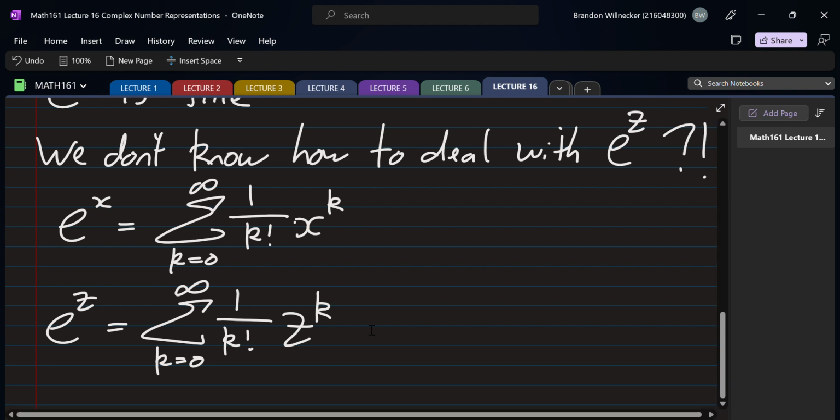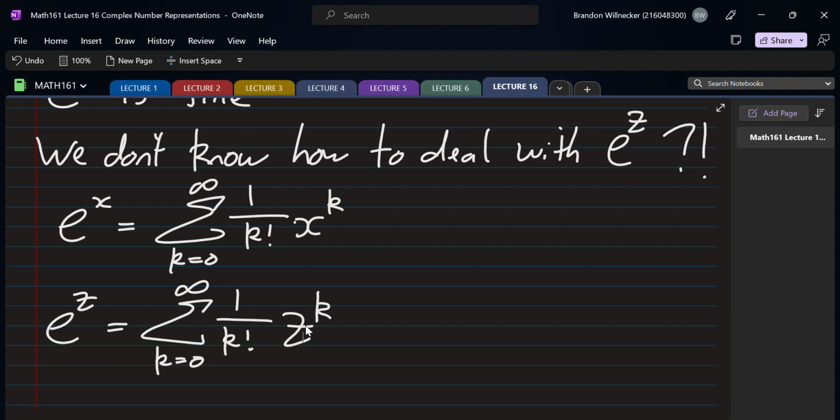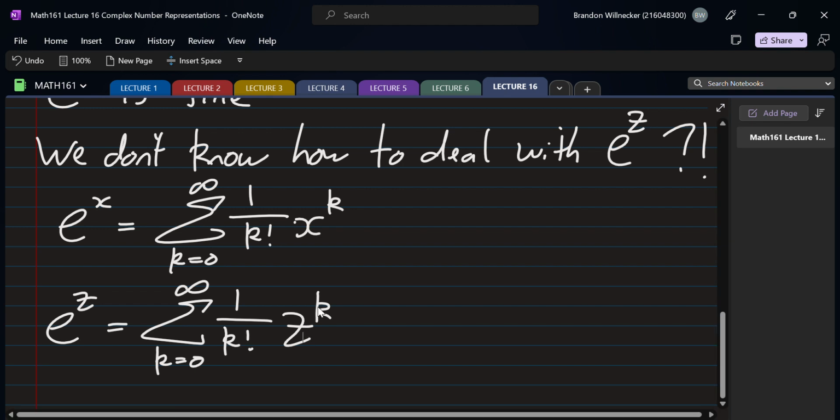And we know how to deal with this because z squared is just z times z, and we know how to deal with multiplication. z cubed is just z times z times z. And we know from our previous work, repeated multiplication, that's fine to do. So this is how we deal with complex functions.